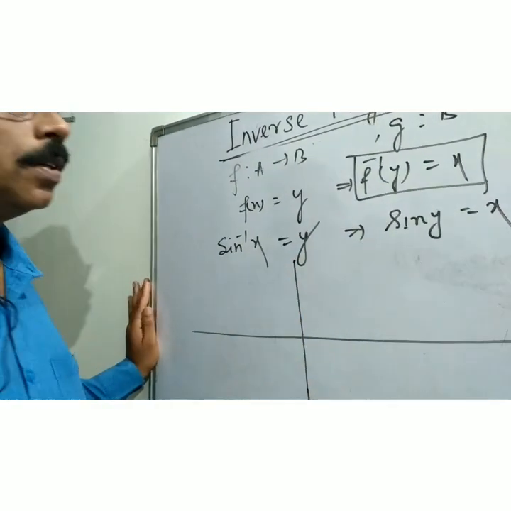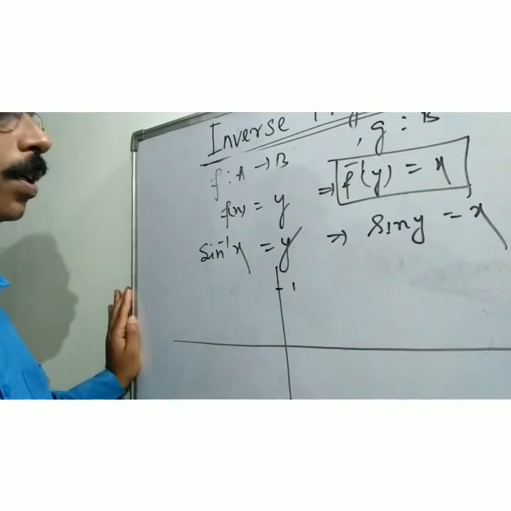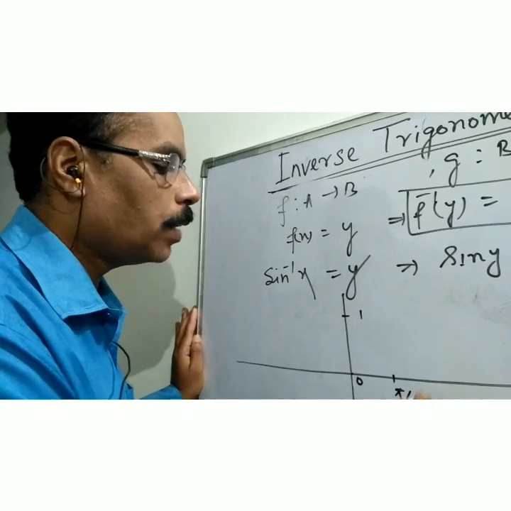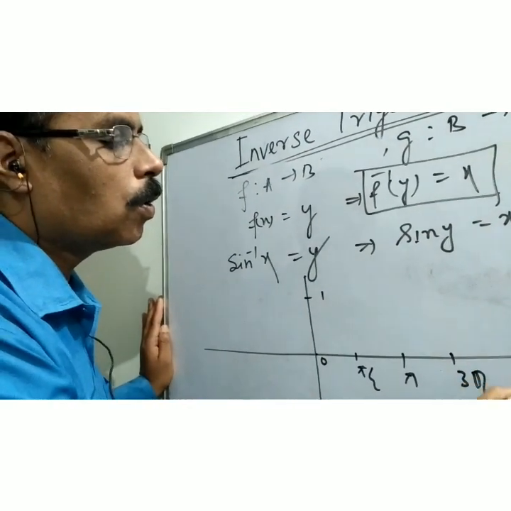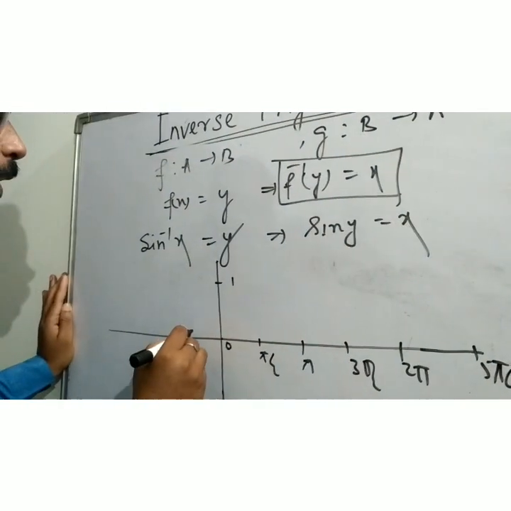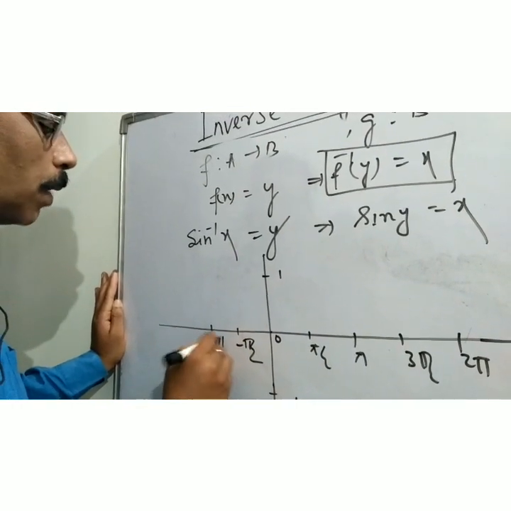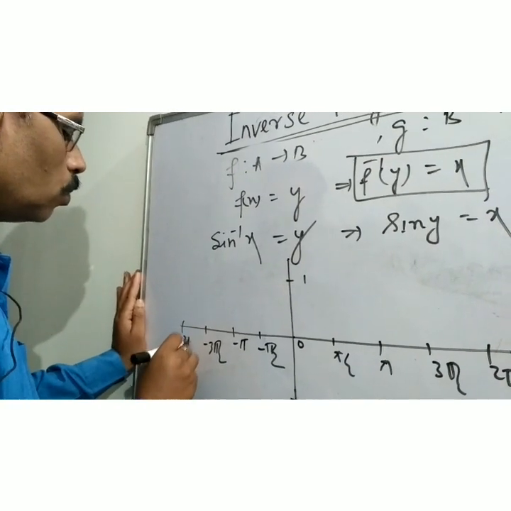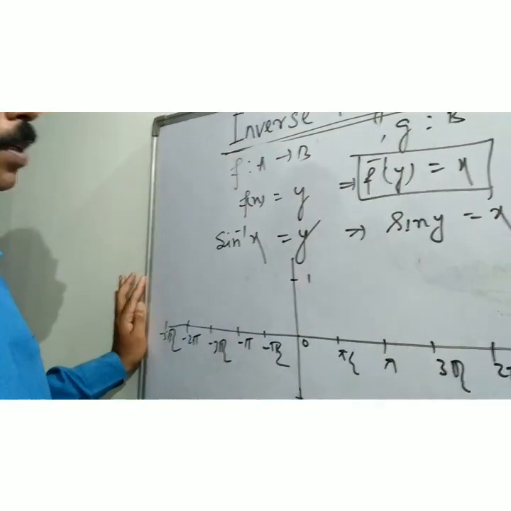So what is the range in this case? 1 to minus 1. This is the range. And for the domain, suppose 0, pi by 2, pi, 3 pi by 2, 2 pi, 5 pi by 2 we'll consider here. In this case, minus pi by 2, minus pi, minus 3 pi by 2, minus 2 pi, minus 5 pi by 2. Similarly, this is the domain part.